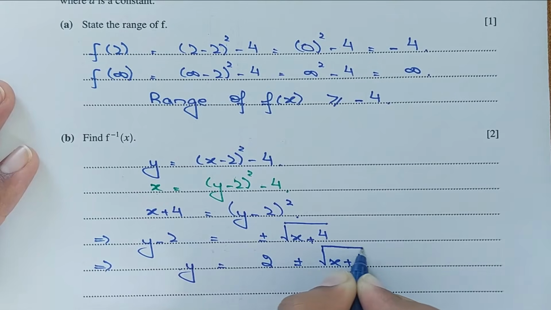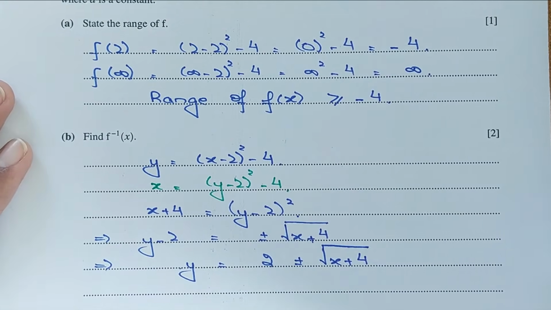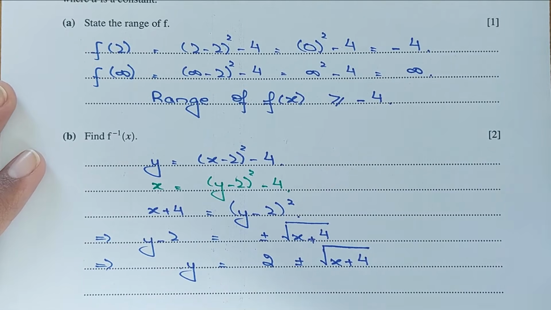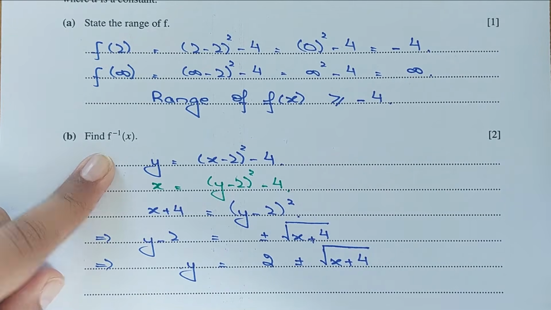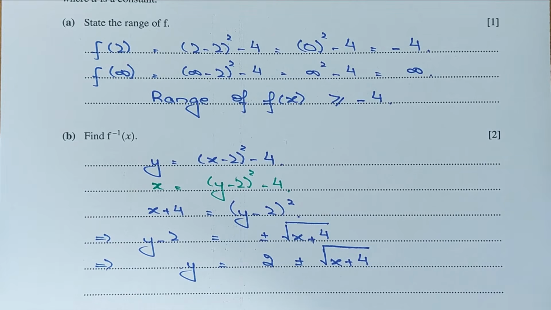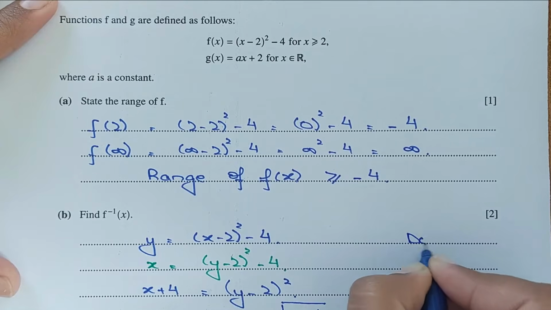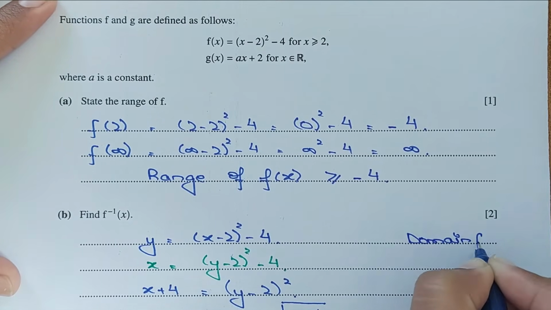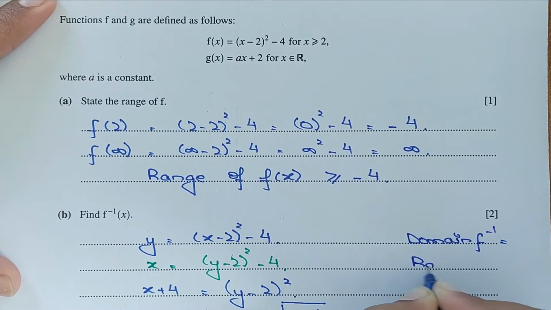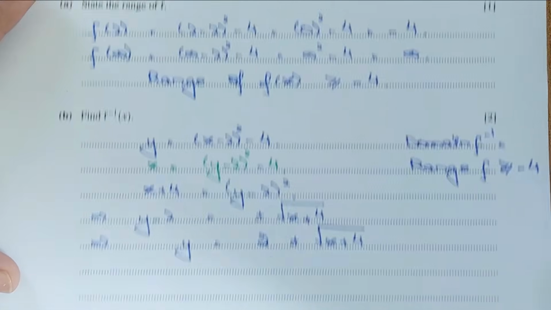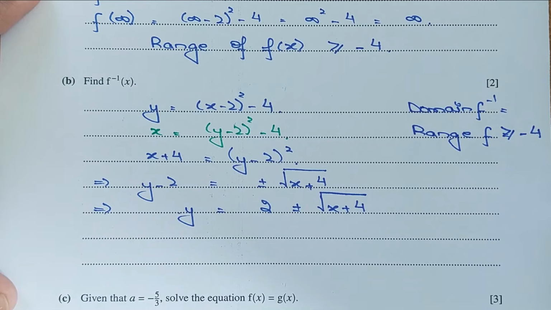So now we have to take positive square root or negative square root depending on the domain. So we know that the domain of f of x is the range of f inverse of x, and the domain of f inverse of x is the range of f of x, right? So the domain of f inverse is equals to the range of f. The range of f we have given is greater than equals to negative 4, right? So this should be greater than equals to negative 4. Okay, so when it is greater than equals to negative 4.